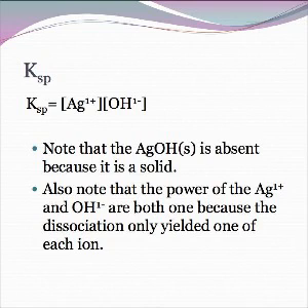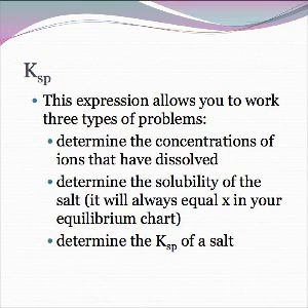This KSP expression is going to allow you to work 3 types of problems. One is where you determine the concentrations of ions that have dissolved in water. A second type is to determine the solubility of the salt. It's always going to equal X in your equilibrium chart, by the way. And yes, we will keep doing equilibrium charts. And a third is to determine the KSP of a salt. Meaning you can work backwards to find the actual equilibrium constant, just as you did with equilibrium problems. So we're just going to jump into our practice problems.